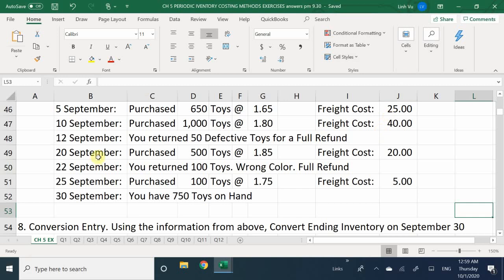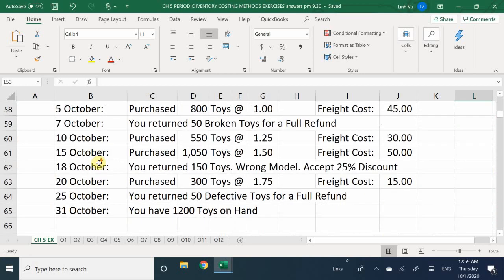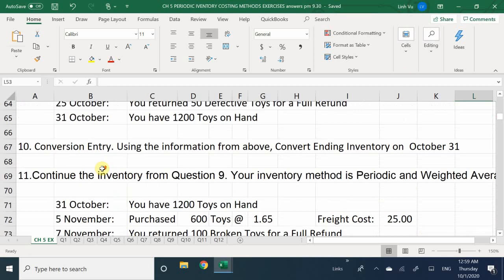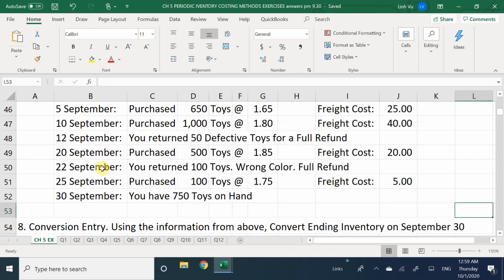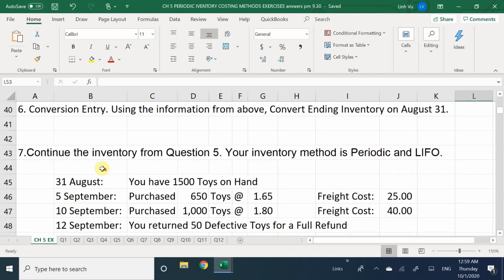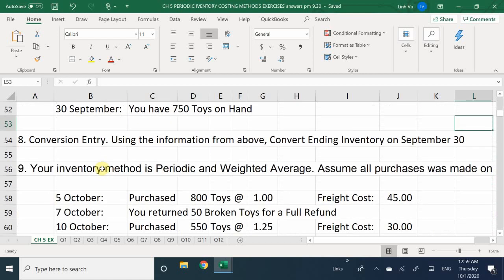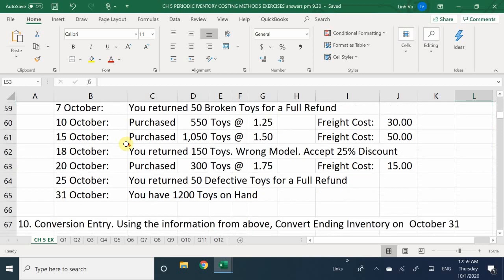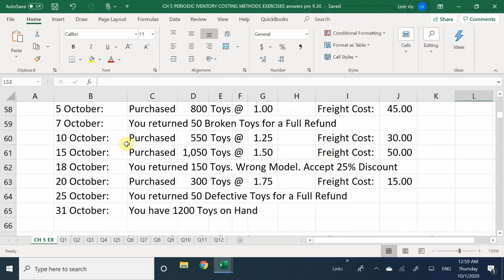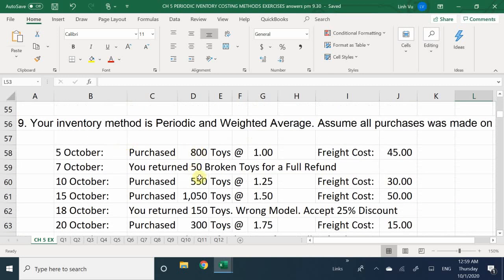All right, so let's finish up our last scenario here. We're coming up on question number 9. We're going to be looking at the inventory method being periodic and weighted average. So number 9 here, let's get started.